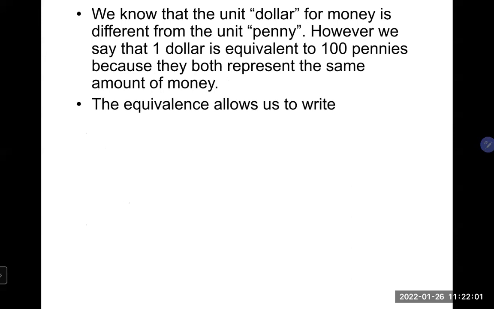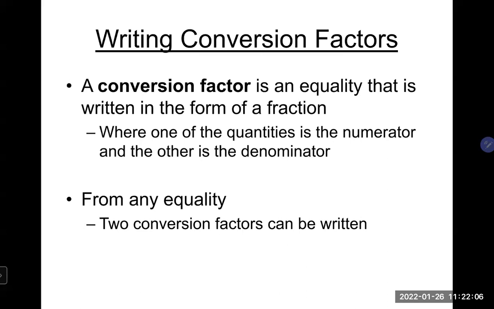A conversion factor is really just a fraction that we use to do dimensional analysis in chemistry. So from any equality, 12 inches equals 1 foot, you could write 2 conversion factors: 12 inches over 1 foot or 1 foot over 12 inches. And when we do problems in chemistry, we like to do them through what is known as dimensional analysis, which basically shows the units canceling each other out.